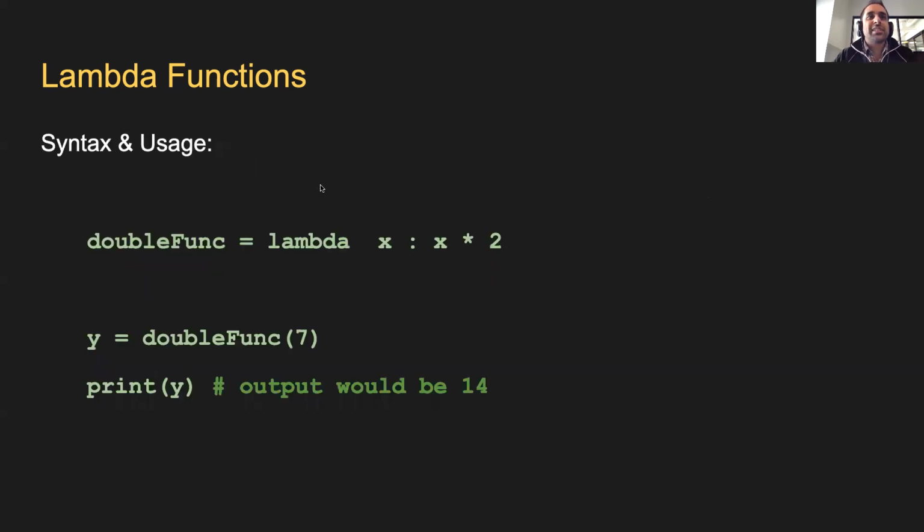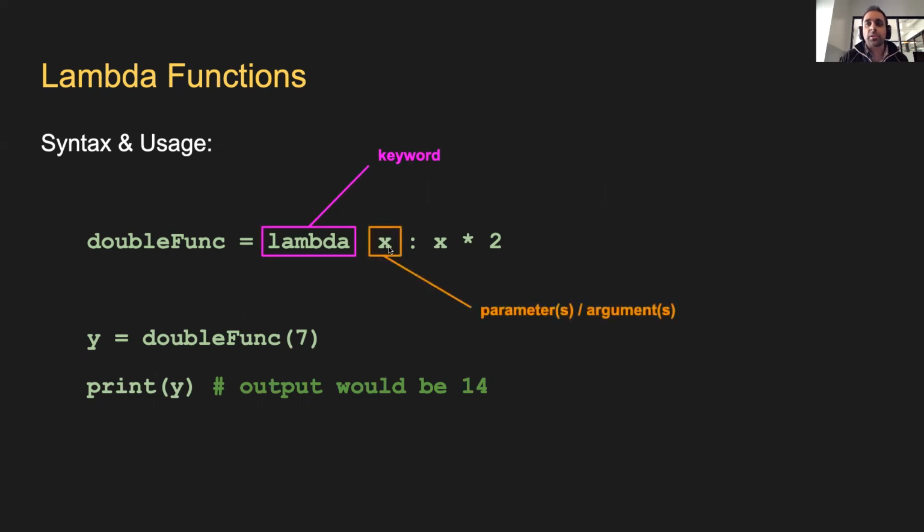Okay, so let's look at the syntax and usage of lambda functions. A little strange compared to JavaScript, but there's this lambda keyword. If you want to define a lambda function, you have to use this lambda keyword. After that, you can specify parameters that you want to pass into your function. So x in this case is the parameter or the argument for my anonymous function. And then you have a colon, which is just a delineator.